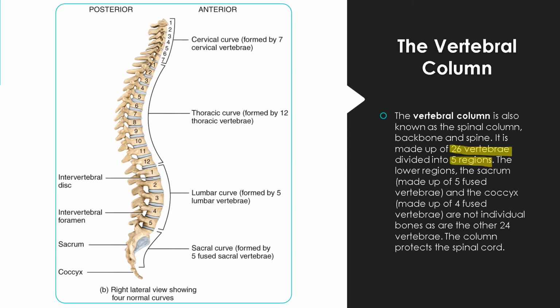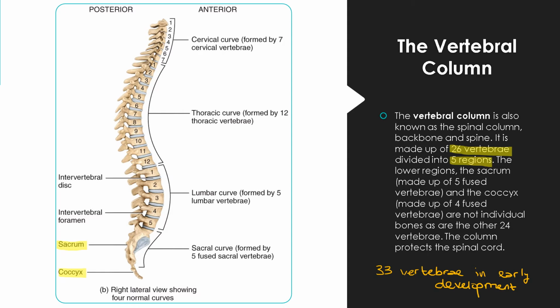Now, the total number of vertebrae during early development is 33. So 33 vertebrae in early development. Now, as the child grows, some vertebrae in the sacral and the coccygeal regions actually fuse together. So as a result, the adult vertebral column typically contains fewer vertebrae, being 26.